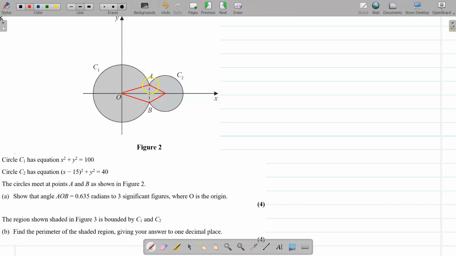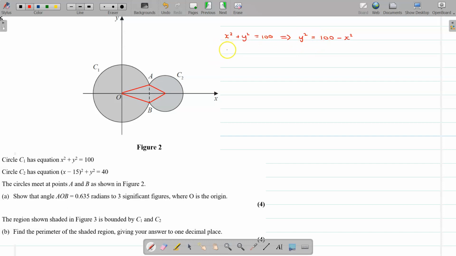in order to find the intersection of the circles. Okay, so I'm going to start by writing that if x squared plus y squared equals 100, then it follows that y squared can be written as 100 minus x squared. Okay, I'm going to substitute that into the equation for C2.